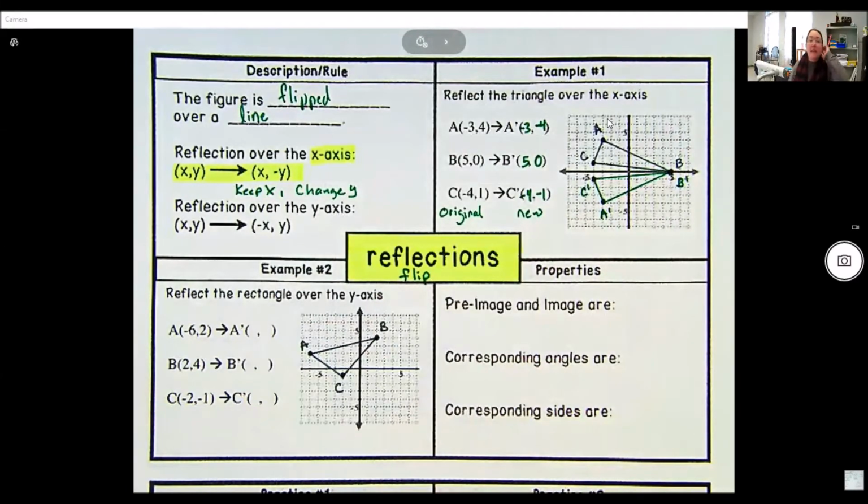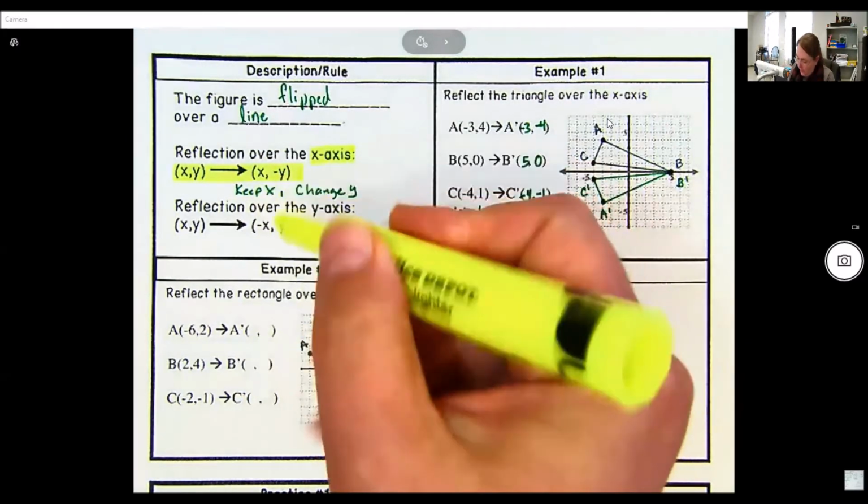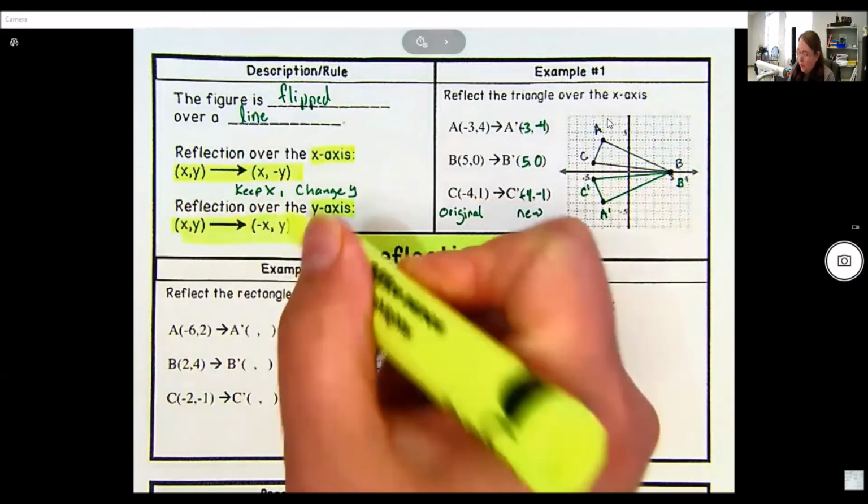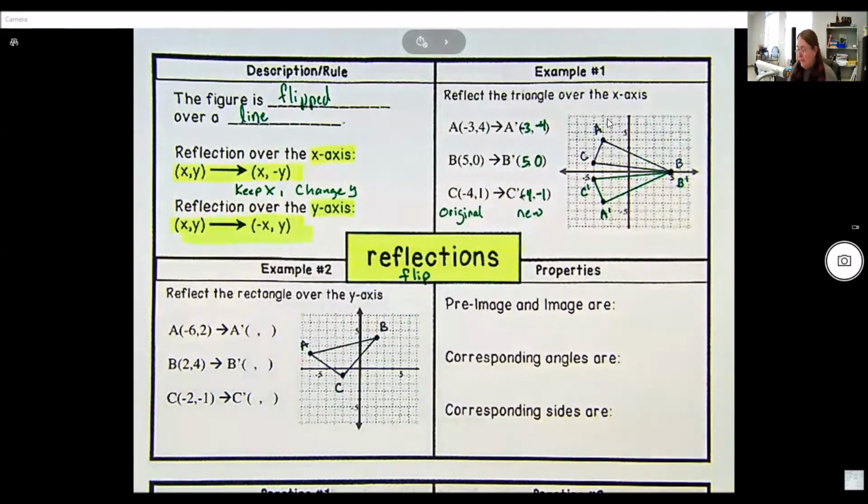Done. Now we're going to look at the other rule that we've got here. This other rule is a reflection over the y-axis. When you have a reflection over the y-axis, you change the x and keep the y.